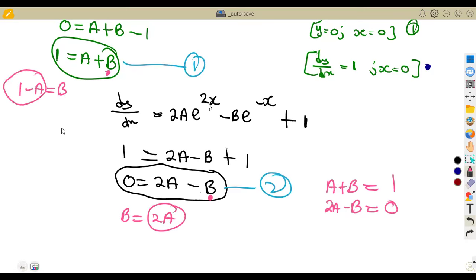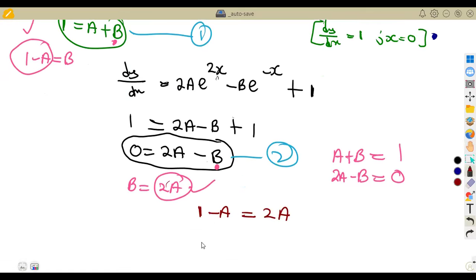So what does it mean? It means this 1 minus a and this 2a must be equal. So it's an equation that you're going to formulate: 1 minus a must be equal to 2a. We can solve for a from that one. So 1 is equal to 2a plus a, which is 3a. Dividing by 3 on both sides, a is going to be 1 over 3.